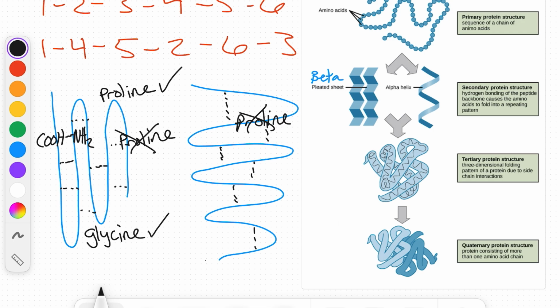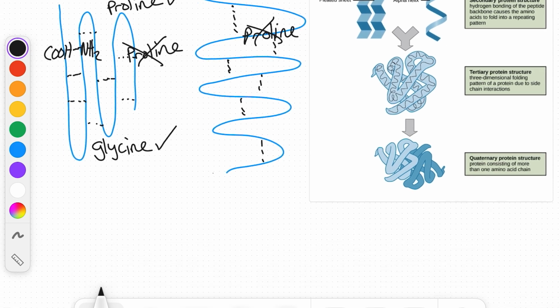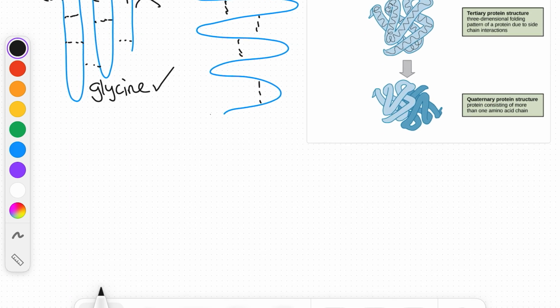So that's our secondary structures. Now our tertiary structure: the three-dimensional folding pattern of a protein due to side chain interactions. As you can see in the image, it's just a big globular form. A bunch of beta sheets and a bunch of alpha helices get mashed together, and that's creating that globular structure. That globular structure is held together not by backbone interactions. So once again, secondary is backbone, tertiary is side chain interactions.